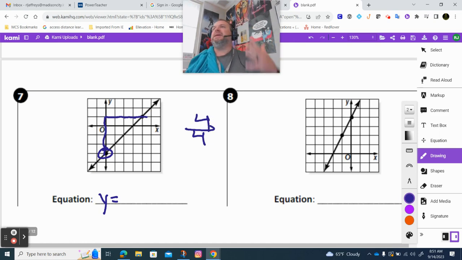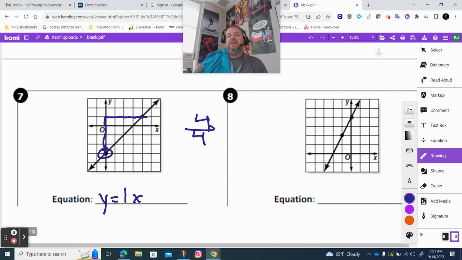Now, if you happen to write 4 over 4 or 2 over 2 or whatever over whatever, it's okay. I'm not going to count off because these are the same thing. I don't even care if you put a 1 right here in front of the x. They all mean the same thing. Okay.